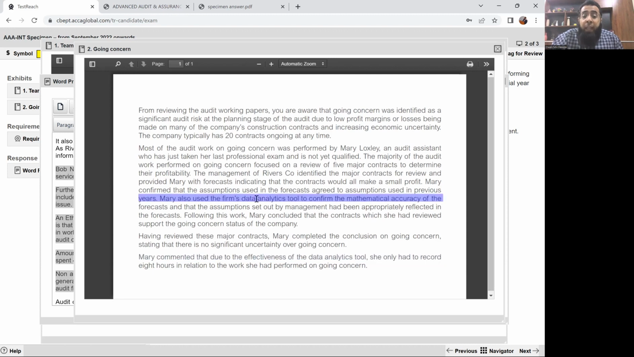If you look here, Mary used the data analytics tool to confirm the mathematical accuracy of the forecast, and the assumptions set out by the management had been appropriately reflected in the forecast. So she didn't use the data analytics tool to do sensitivity analysis. She compared the assumptions with previous years only. She should have referred to the market data. Then we noted that only 8 hours were spent on going concern. Reliance was only placed on data analytics tools. Other audit procedures were not used. So there were multiple issues in this exhibit.